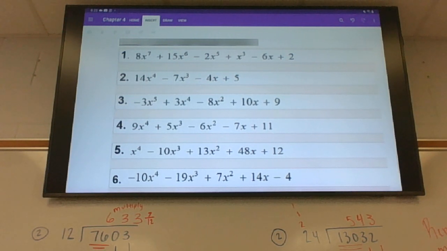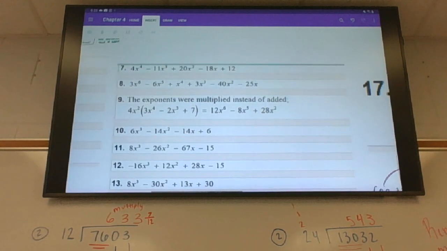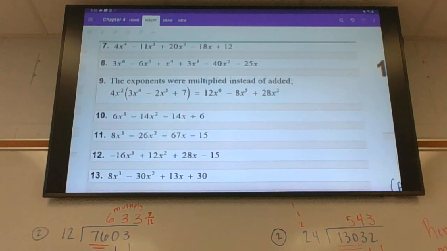So if you know you need more practice, these problems are going to stay there as well as the answers. The answers and the problems are in Schoology. Here's the end. Maybe you didn't get to the end. You're thinking, well, you really could have done more with that multiplication.